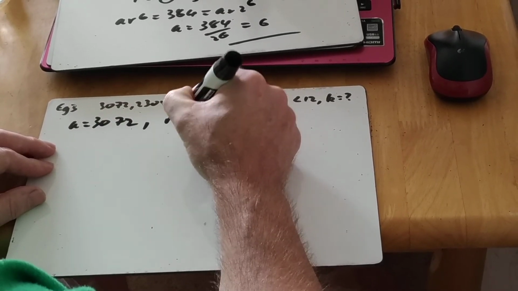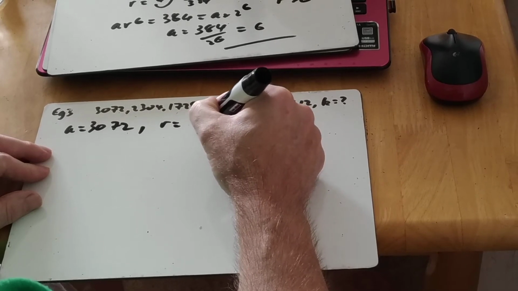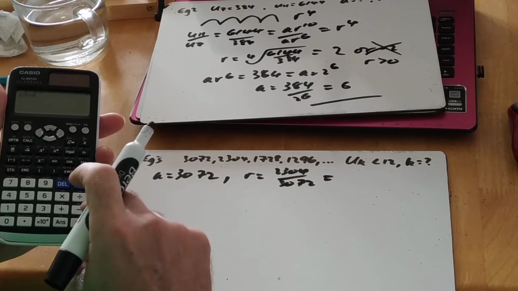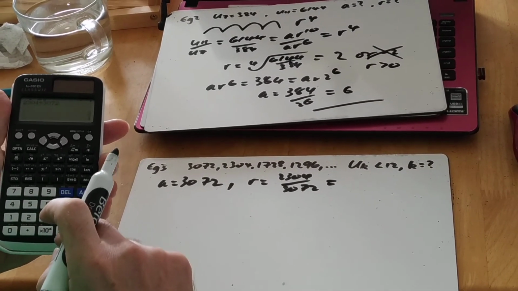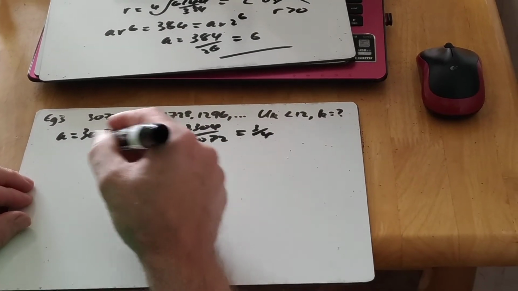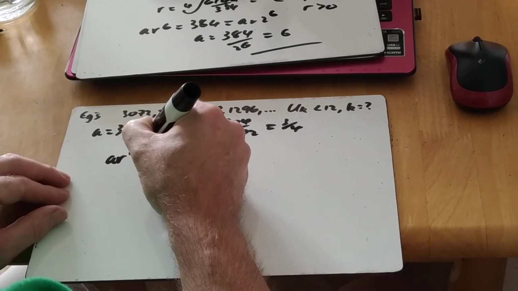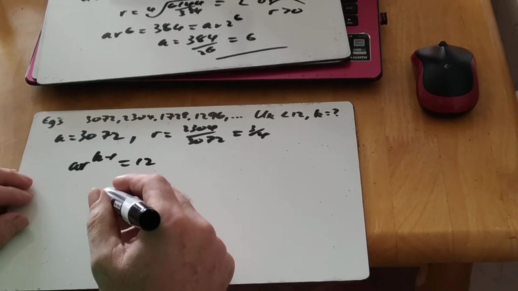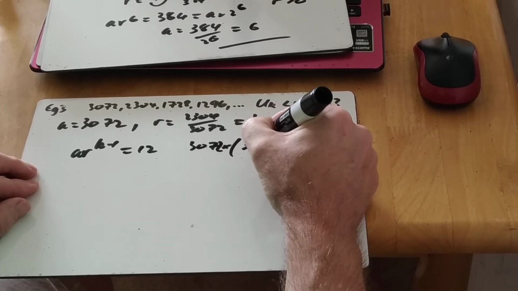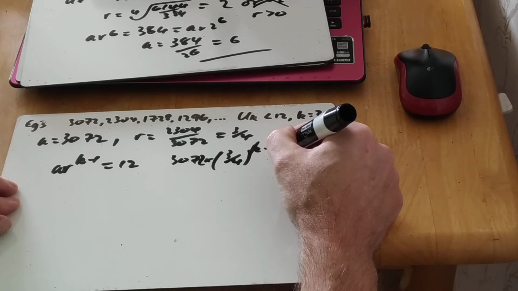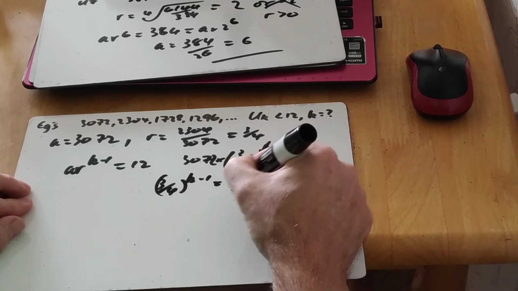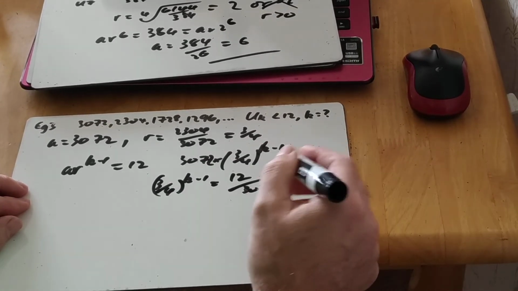A is 3072, R is whatever 2304 divided by 3072 is, and that's a little bit beyond my basic cancelling down, so let's have a look. It's 3/4. Who'd have thought it? So what I'm trying to solve is the kth term, so it's AR to the power k minus 1 equal to 12. So it's 3072 times 3/4 to the k minus 1 equals 12, or 3/4 to the k minus 1 is 12 over 3072. Press buttons and get that.